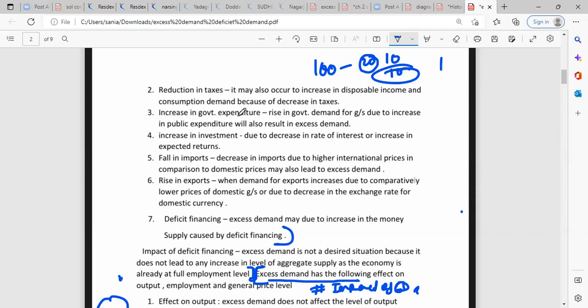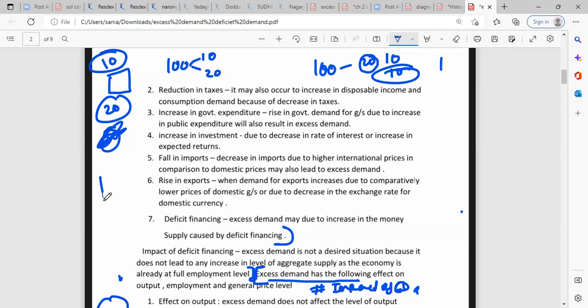Then increase in government expenditure. Government expenditure means, for example, earlier you were purchasing fertilizers. You have 100 rupees with you, and you were paying 20 rupees to purchase the fertilizers. Now government wants to spend a lot of money. Government said, I am going to give you the subsidy. Now you have to pay only 10 rupees. So again you are saving 10 rupees, and because of this 10 rupees, you will again demand. So increase in excess demand.